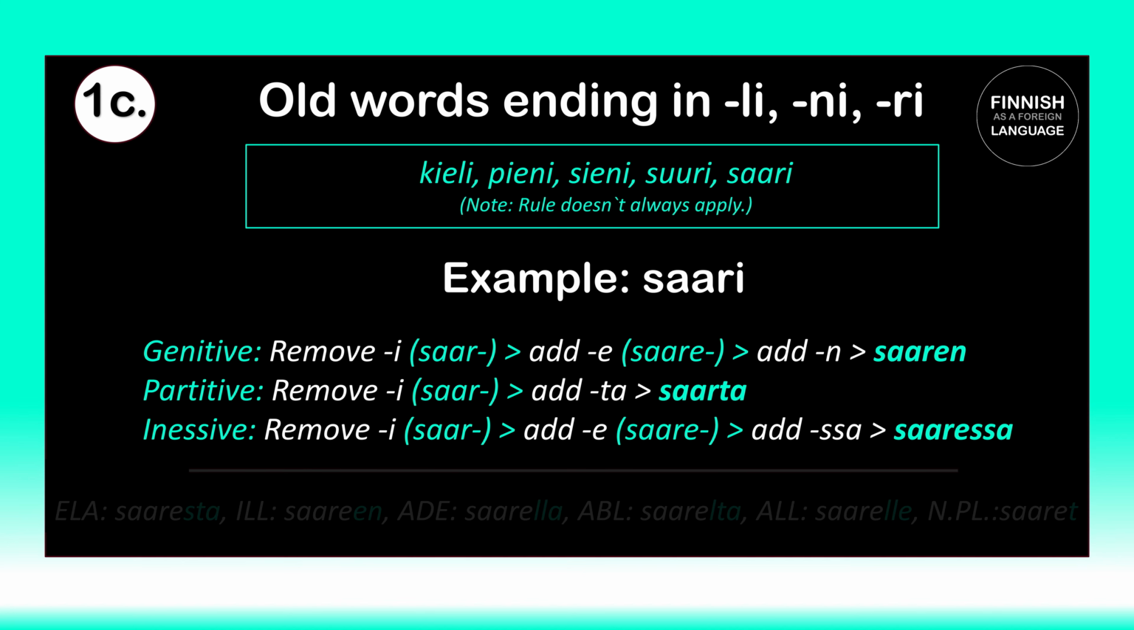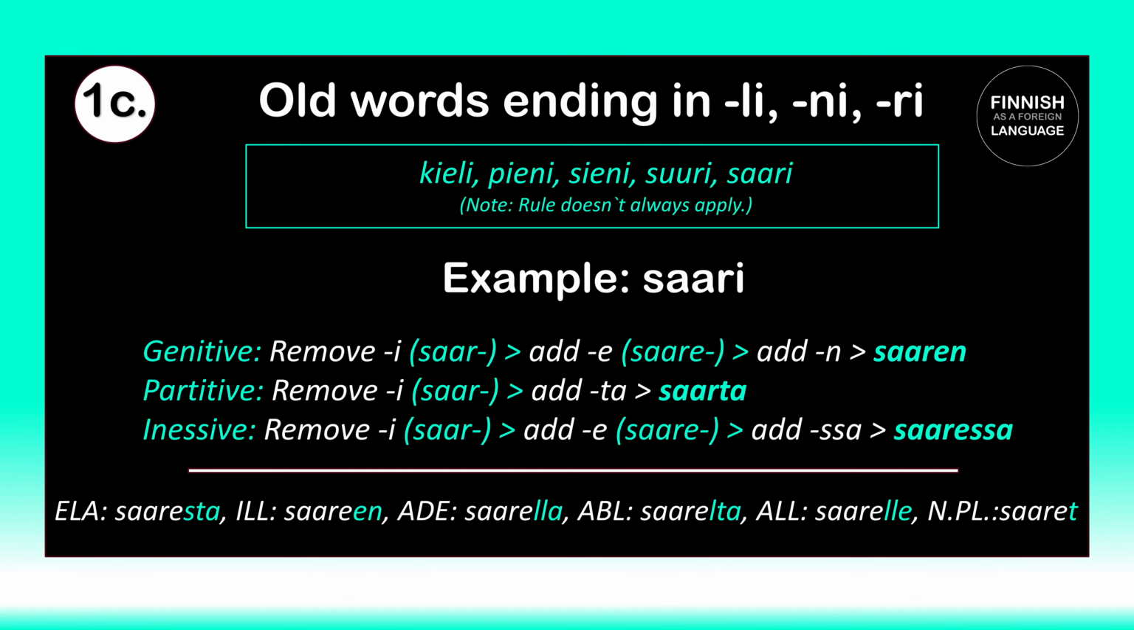Now we want to form the inessive case. Here the steps are actually pretty similar to the steps of the genitive case. Again we remove the letter I and we get saar. Then we add the letter E to it and we get saare. And in our last step we add the inessive marker sa to it and we get saaressa, which means in the island. It's the inessive case of the word saari.